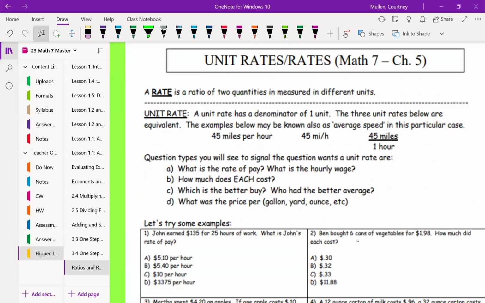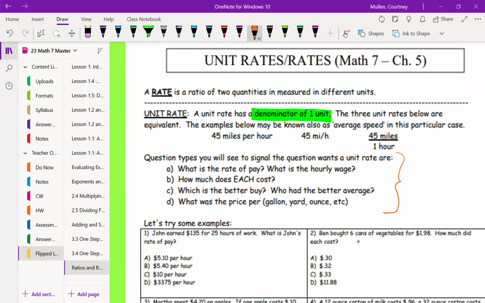So now let's talk more specifically about unit rates. A rate is a ratio of two quantities measured in different units. And like we mentioned before, a unit rate has a denominator of 1 unit. It's really important. Now, when you see question types asking you for the unit rate, they might appear in several different ways. You might see them in any of these ways plus more.